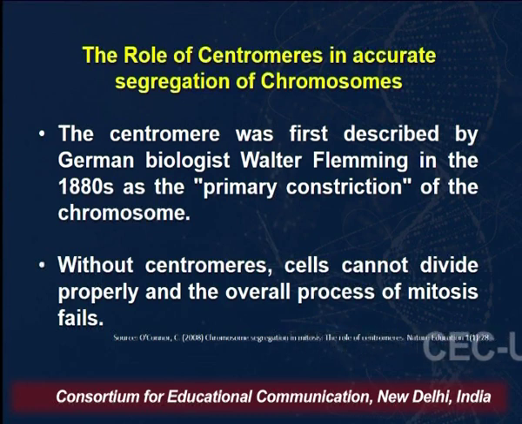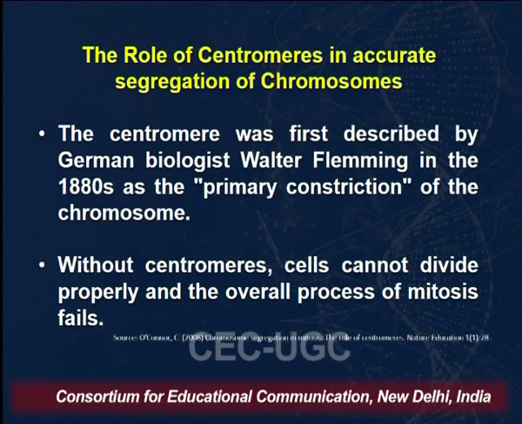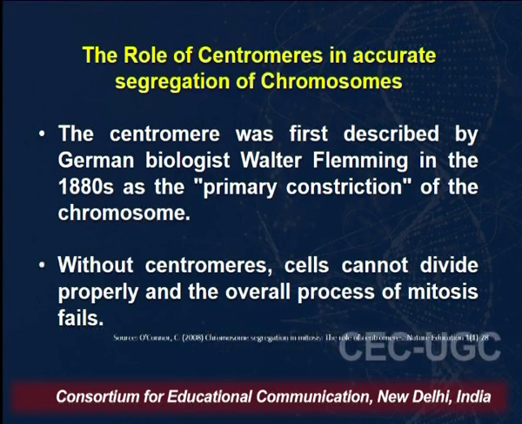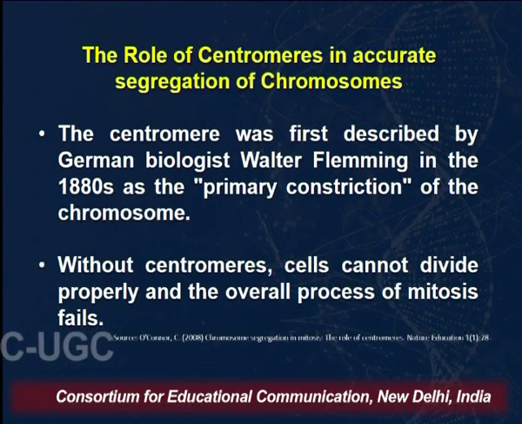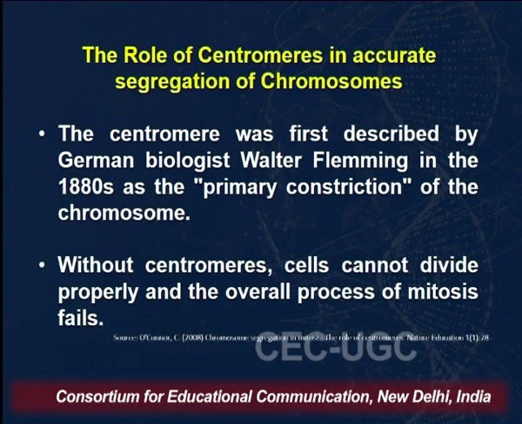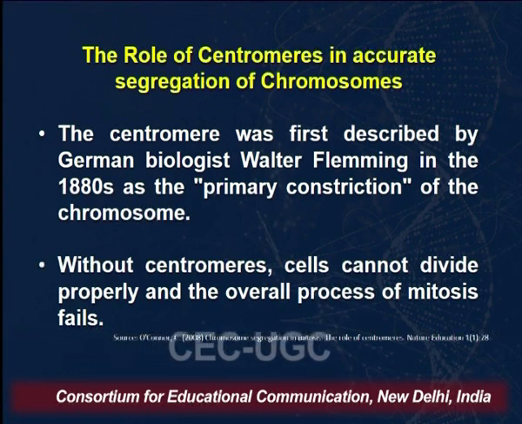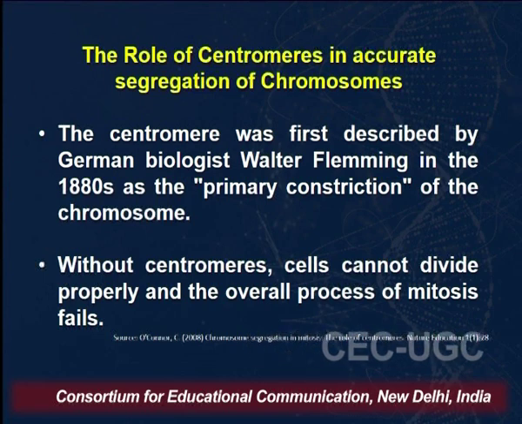Now, the centromere is such an important part of the chromosome because if it is not present, the cells are unable to divide properly. It is at the centromere that the spindle fibers attach, and only then does the process of mitosis or meiosis take place. Without the centromere, the cells cannot divide properly and the overall process of division fails in those cells.